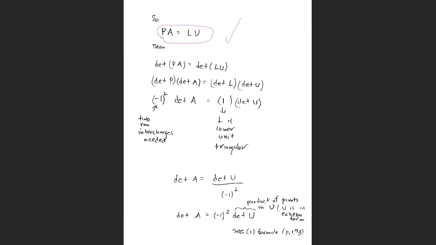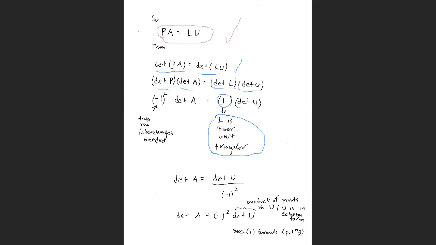So the determinant of P times A equals the determinant of L times U. But then the determinant of a product of two matrices is the product of the determinants. So the determinant of P times A is the determinant of P times the determinant of A. The determinant of L times U is the determinant of L times the determinant of U. But what is L? L is a lower unit triangular matrix, right? So the determinant of L is going to be 1. So that's easy on the right side.